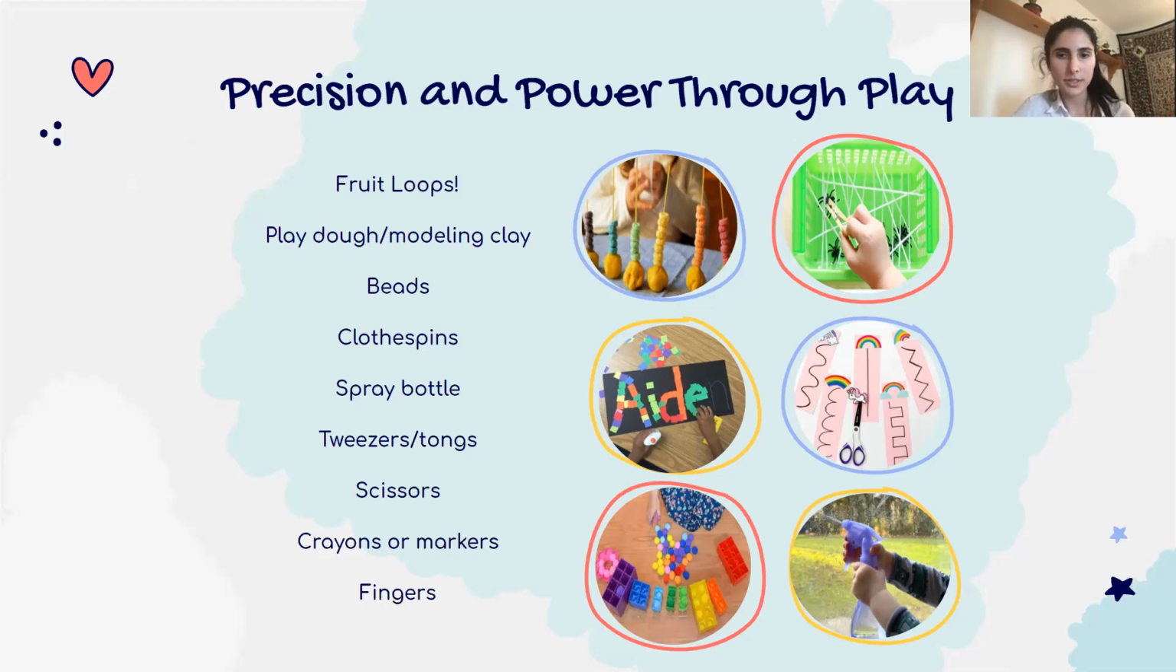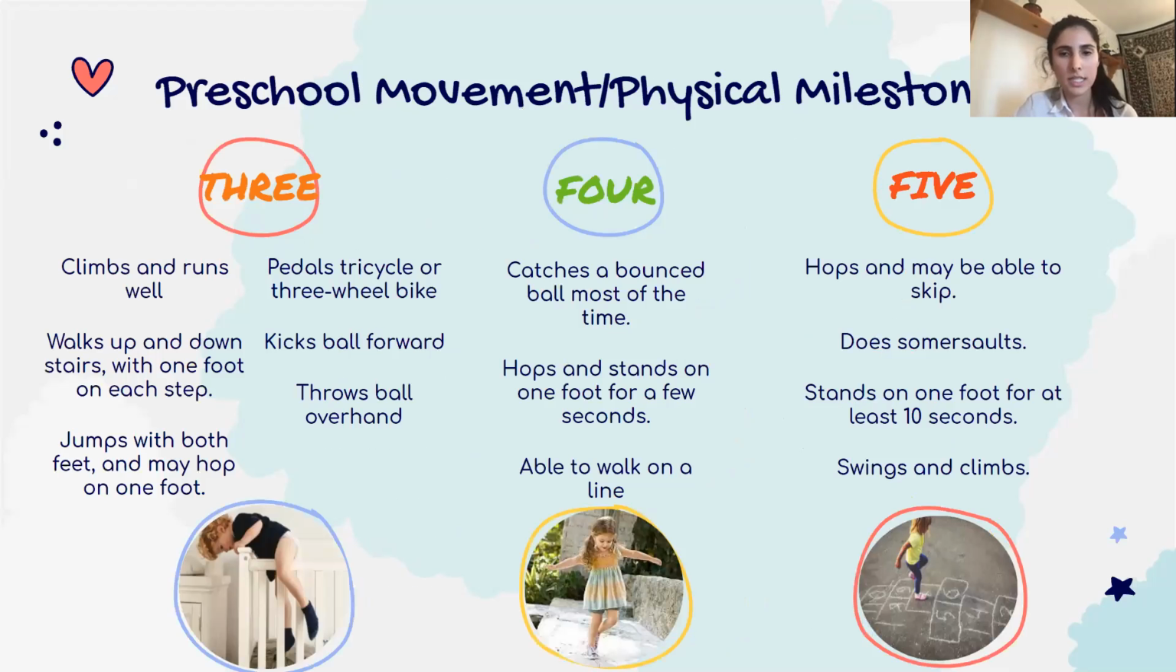And then tweezers and tongs. This is also really great. It's a great fun activity of just having your child pull out pom-poms or something out of an ice tray. And then scissors, cutting. You can draw lines, squiggly lines, straight lines, and have your child follow along that line. And then their fingers. So you can have them do finger painting or draw the letter of their first name in sand or in shaving cream. So there are a lot of fun activities that really encourage fine motor. So we can move on to the next slide.